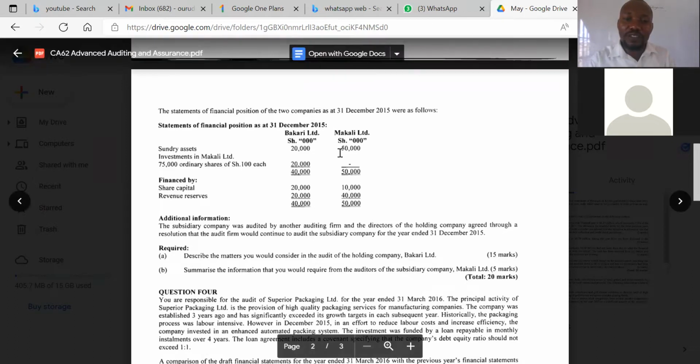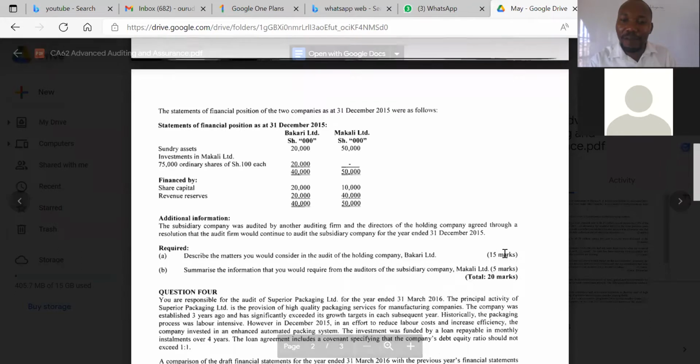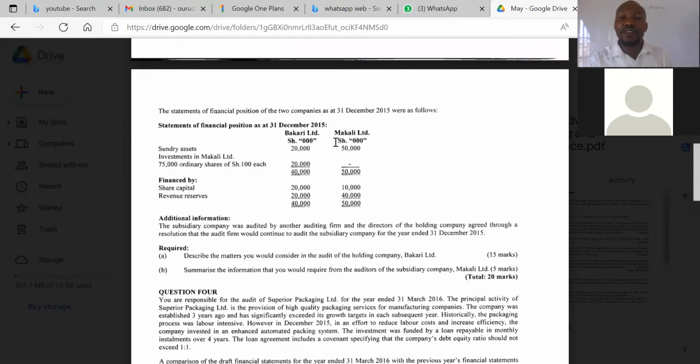So lazima uangalie hizo zote. Ndio maana umepewa max kama 15, because they know you'll come and get so many points like 7 or 8, and you explain each will be 2 marks. Sawa. Now they are telling you, summarize the information that you'll require from the auditors of the subsidiary company. Which information will you require from them?